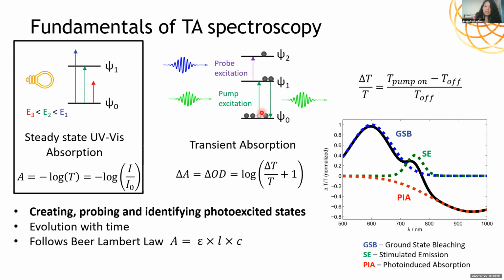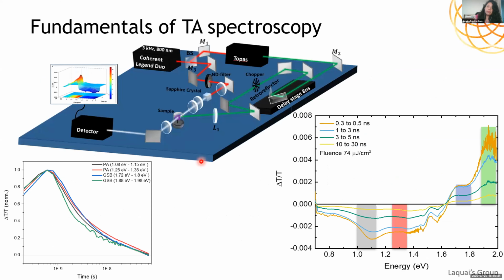And of course, all of these empty states in our ground level will also give a bleach in our signal. So we end up with this spectrum that has all of these three contributions. And we can talk about this absorption as basically a difference between the sample with the pump on and the sample with the pump off. And it can be in terms of transmittance or absorbance, or optical density.